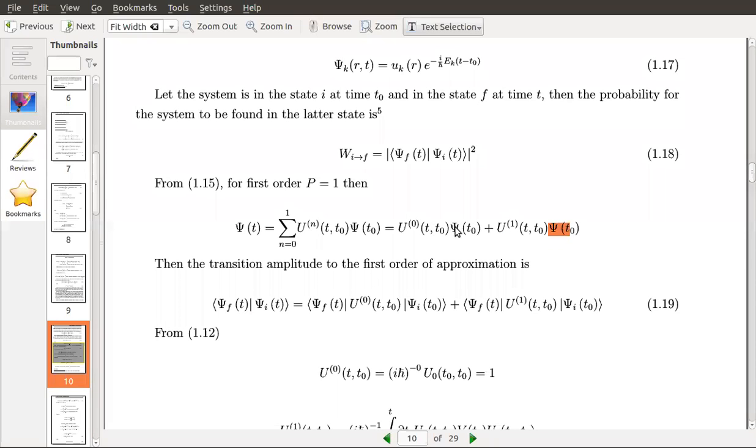So here we put a psi I like that. So this becomes U0(t, t0) psi I plus U1(t, t0) psi I. This is psi I, give subscript I for all these. Okay, so psi I, you get this expression. Take the scalar product with the psi f on the left side. So psi f, on the left side you put a psi f.